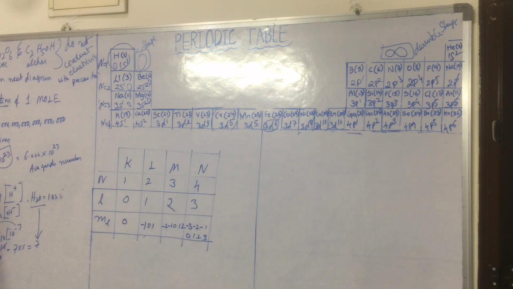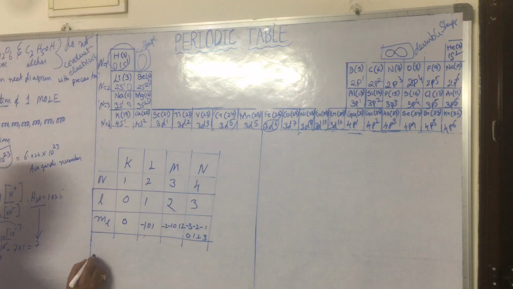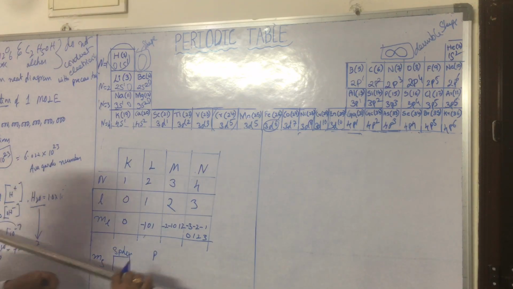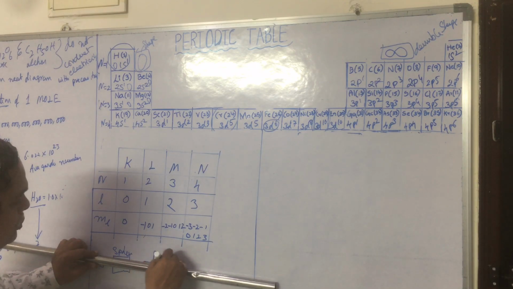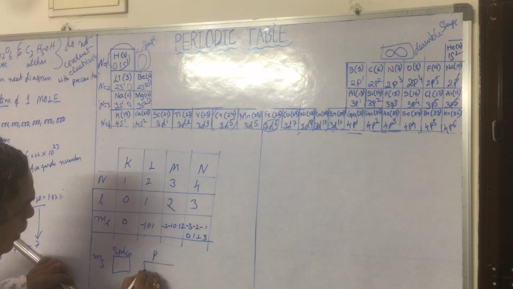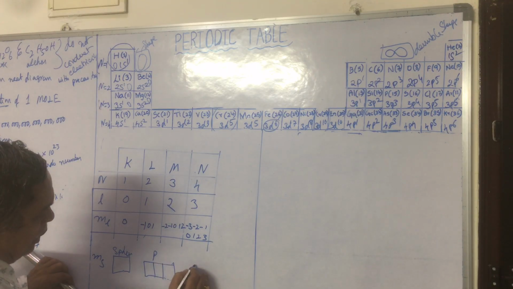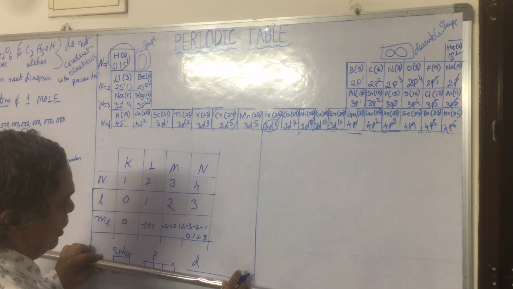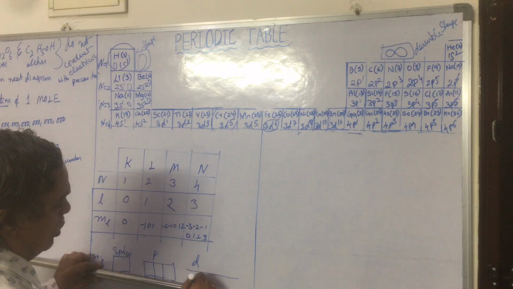Next, write down MS. MS for sphere: 1 block. There is P. P, how many? 3 blocks. Write down, for P 3 blocks. Then D. D, how many? 5 blocks, write down. 5 blocks are 5 orbitals. Write down. Then F.